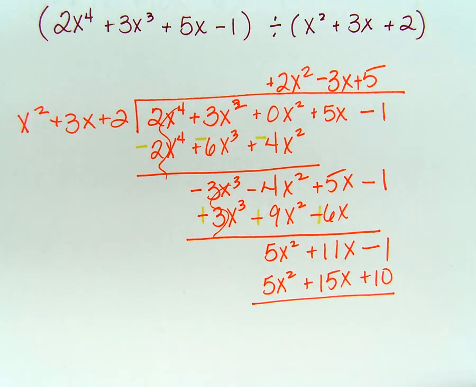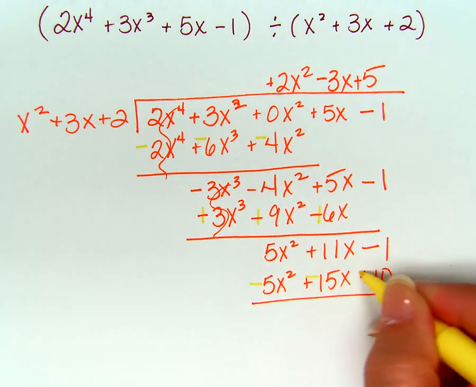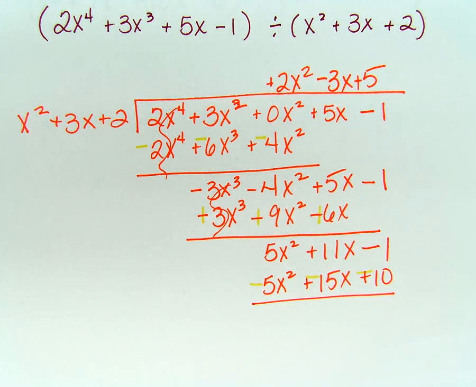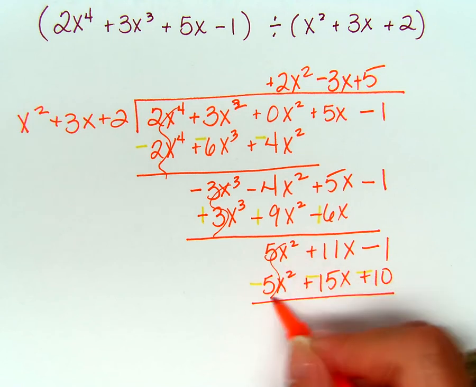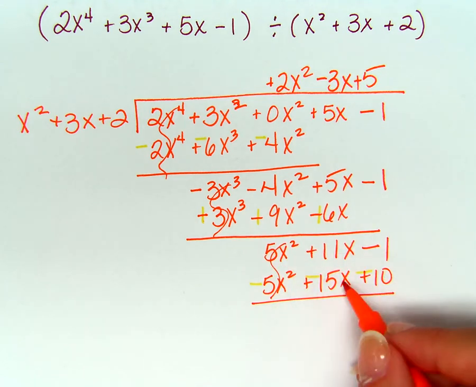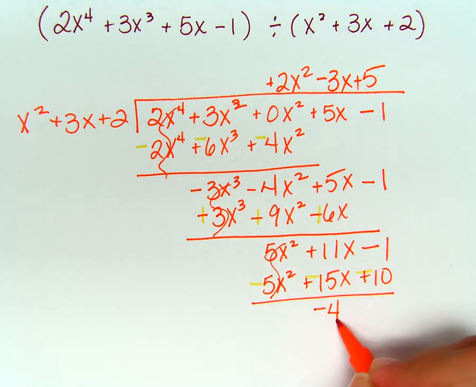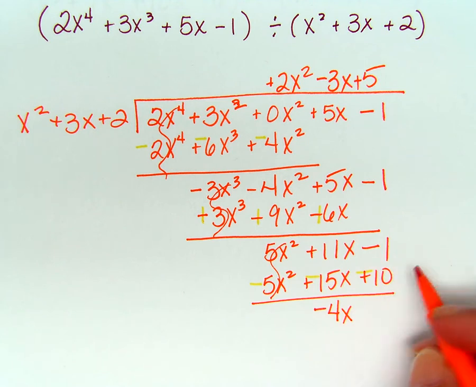Now, add the opposite. 5x squared and negative 5x squared. 0. 11x and negative 15x. Negative 4x. Negative 1 and negative 10.